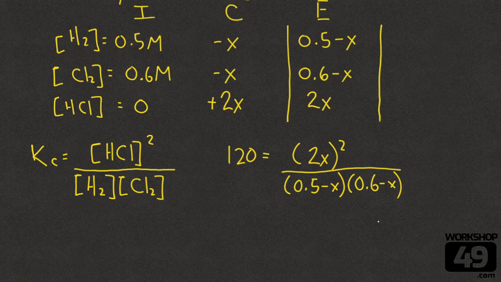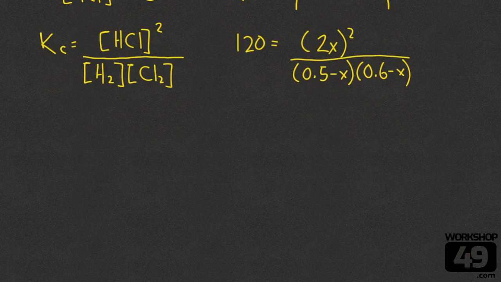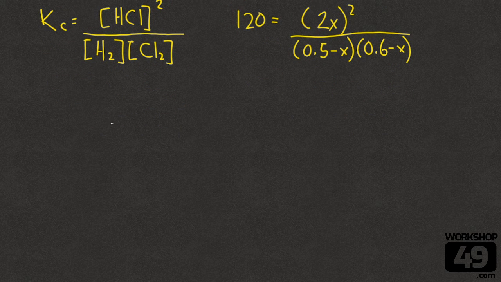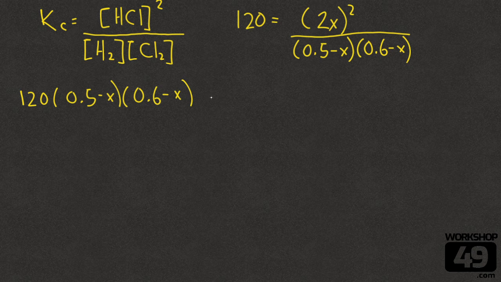Ta-da! It's math time. We need to solve for this x. So I'm going to scroll this up and we are going to unleash our inner mathematicians and we're going to solve this out. To get rid of this denominator, the 0.5 minus x multiplied by the 0.6 minus x, I'm going to multiply it to the other side. We're going to end up with 120 multiplied by 0.5 minus x multiplied by 0.6 minus x, and it's going to equal, we can do the 2x squared, that's 4x squared.